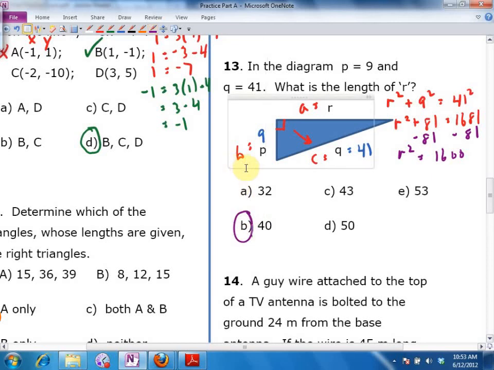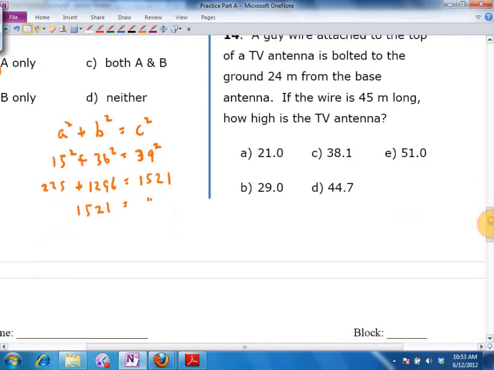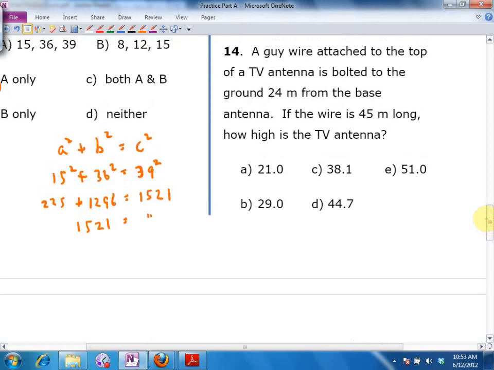Okay. How many people got that one right? Put your hand up. Oh, good. That's great. Good number there. Okay, last one on this page. The thing you should be doing here is drawing a diagram.